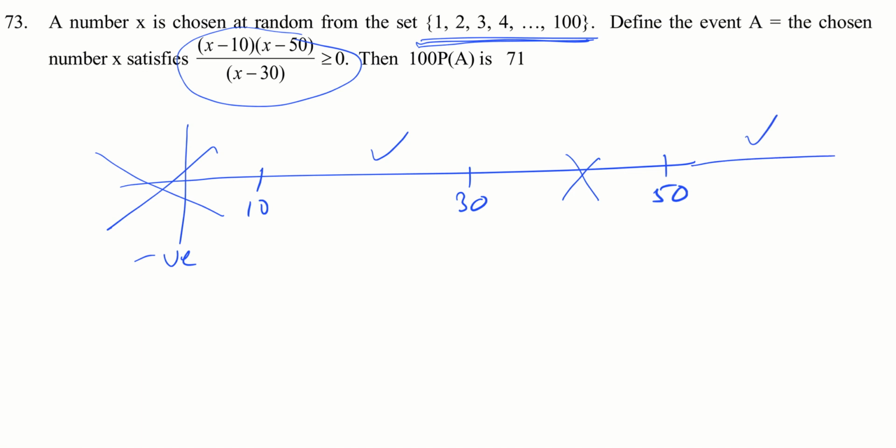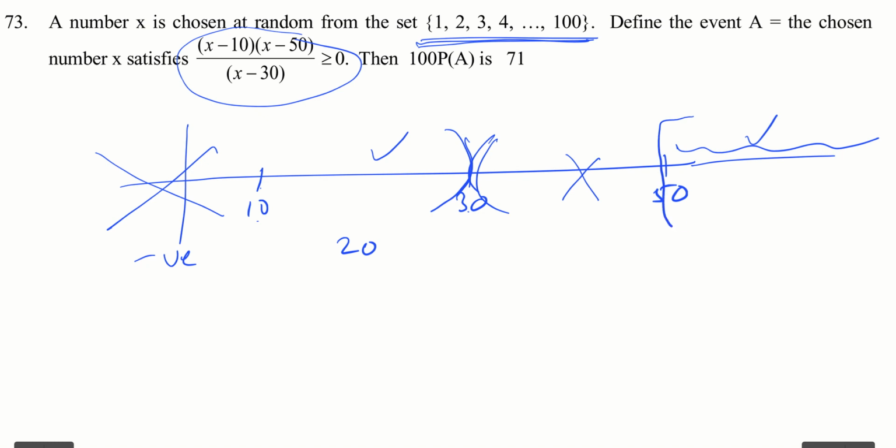So I can have x lying between 10 and 30. You can see that it cannot take 30. It is open because it is in the denominator. Okay. So it can take 10. So here we have 20 numbers belonging to the set satisfying the inequality. And let us see here how many are there in this region.